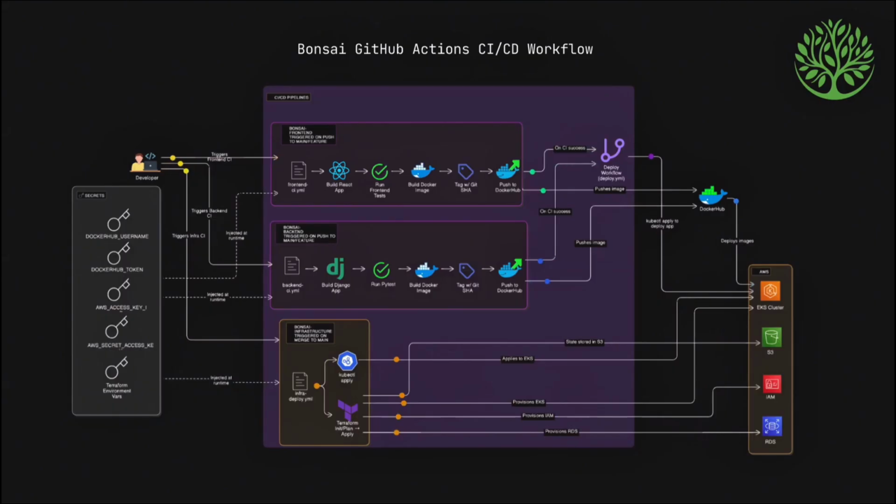If we merge infrastructure changes, a Terraform workflow runs to update our AWS resources. This includes EKS, IAM roles, RDS, and S3. Once this pipeline has succeeded, our deployment workflow applies the latest images to our EKS cluster using the kubectl apply command. All secrets like AWS access keys and Docker Hub tokens are securely injected at runtime. Altogether, this setup lets us deploy both the application and infrastructure changes quickly, safely, and automatically.